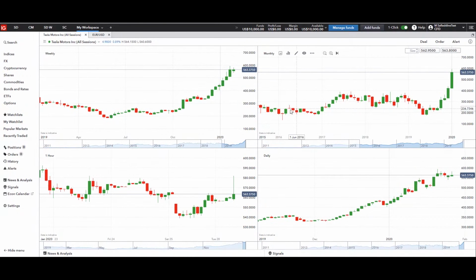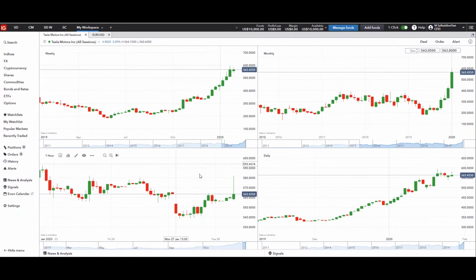Now take a look at the monthly. You can see that as of late, there's this big move upwards, especially that last candle, quite volatile. You look at the weekly, it looks like a really decent bull trend. You look at the daily, a bit of consolidation at the top, stalling a little bit, whereas you look at the 1 hour and it's very consolidatory.